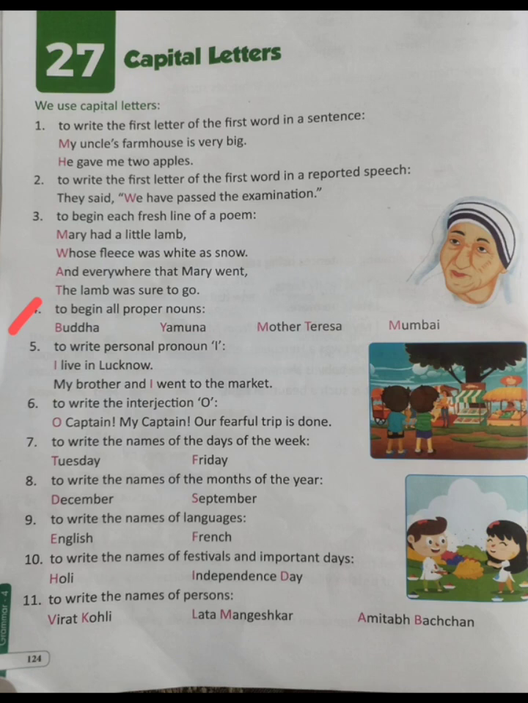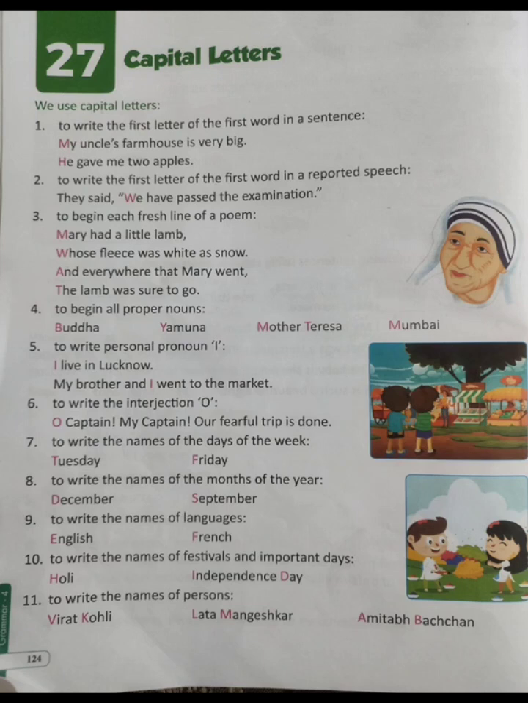Always begin with capital letters. Again you can see the first example, Buddha, and they make B capital of Buddha. Then second, Yamuna, again in this Y is capital. Then third is Mother Teresa. Fourth is Mumbai. So the fourth rule is always use a capital letter to begin a proper noun. And what is a proper noun? I already explained. Proper nouns are the special and unique names given to certain common nouns.